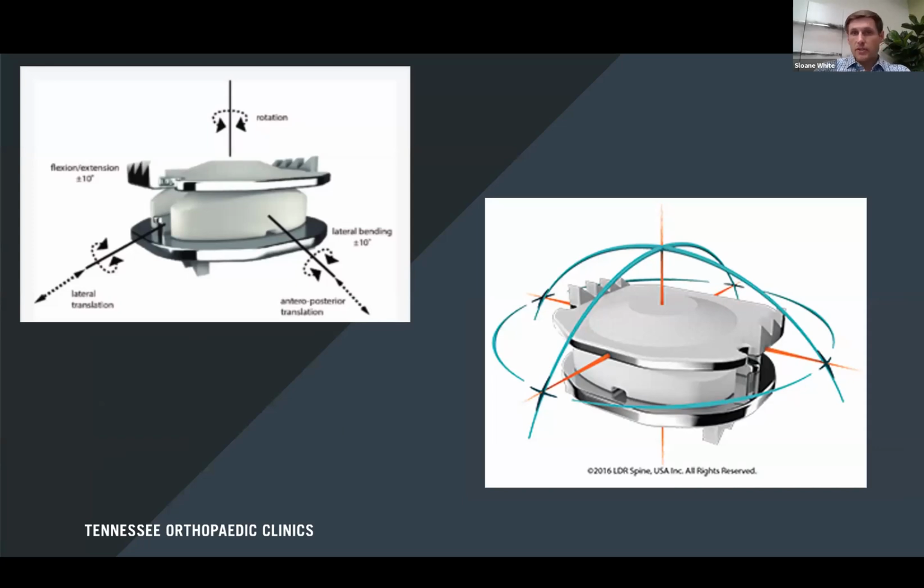There are many types of disc replacements on the market, and I am not a paid consultant for any of these companies, but typically the one that I use is the Mobi-C from Zimmer. And the nice aspect of this disc replacement is it has motion in multiple planes. It can be flexion, extension, lateral bending, as well as rotation. So it is a very forgiving implant and mimics normal disc motion more than others.